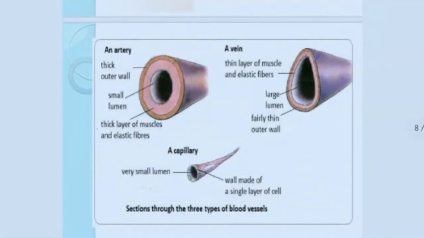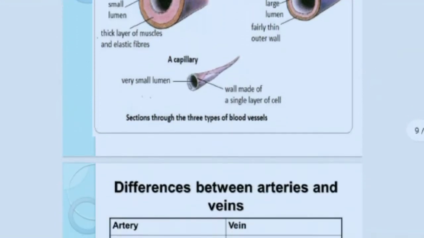See the sections through the three types of blood vessels: artery, vein and capillary. You can see that arteries have a thick outer wall and smaller lumen. The veins have a thin layer of muscle, a comparatively thin outer wall and larger lumen. While the capillary has a very small lumen, its wall is made up of a single layer of cells. This diagram shows the section through the three types of blood vessels.